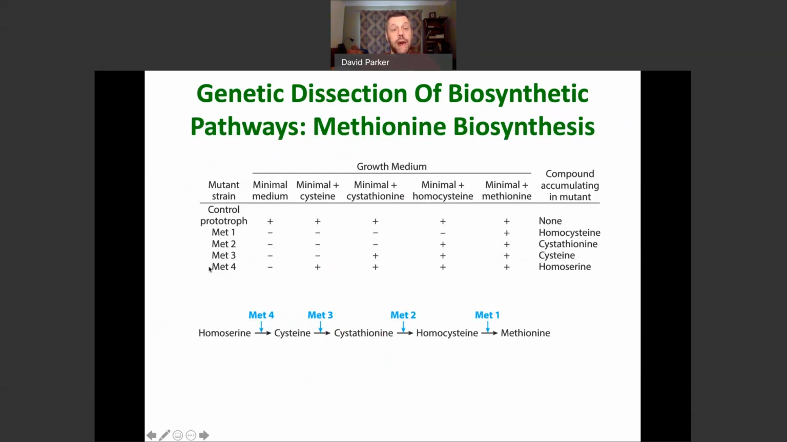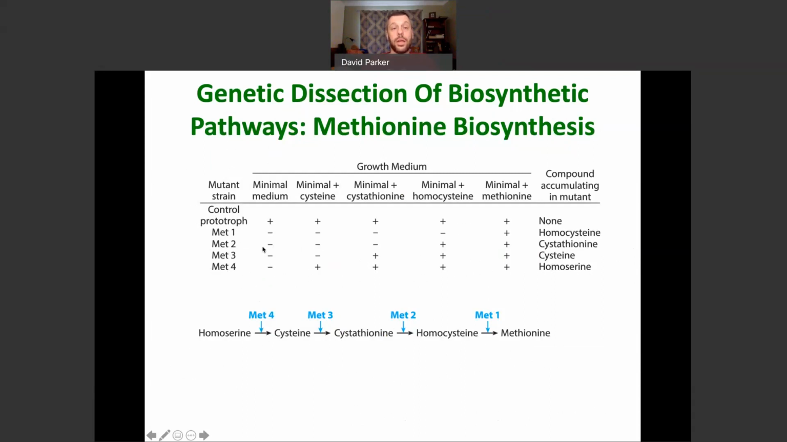So here are 4 different mutant strains that they found. MET1, MET2, MET3, MET4. These mutants are all mutant for the production of different.